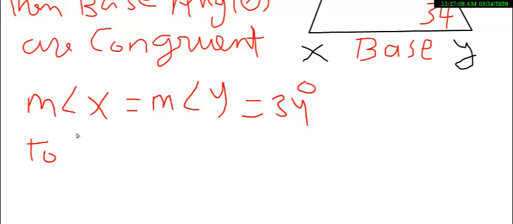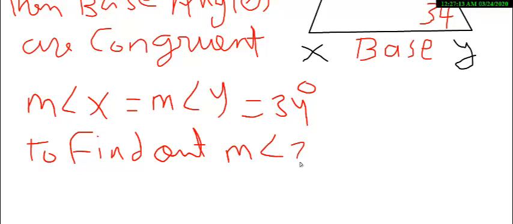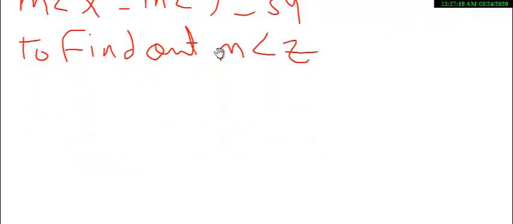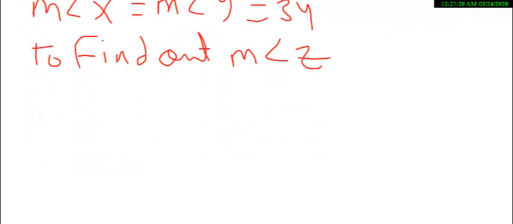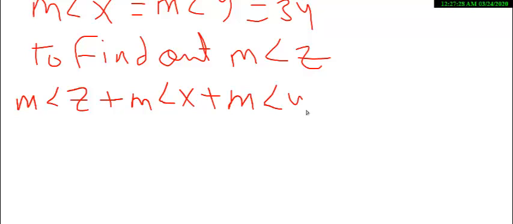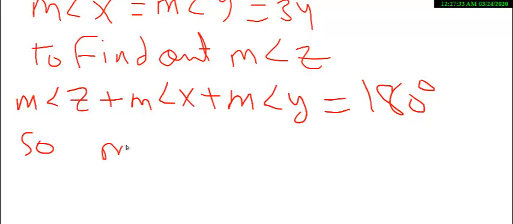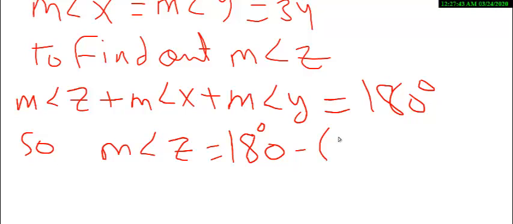To find out the measure of angle Z, we need to use the fact that the sum of all interior angles of a triangle equals 180. So the measure of Z plus the measure of X plus the measure of Y equals 180 degrees. So the measure of angle Z equals 180 minus 34 minus 34.